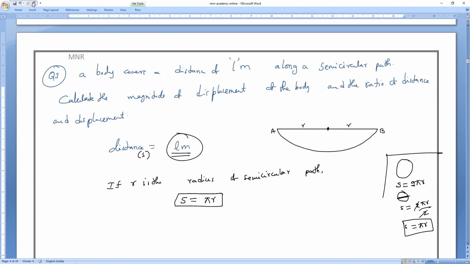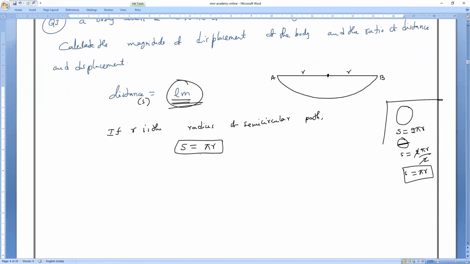Now, we all know from the given question, distance traveled by the body, how many meters? L meters. Means can I say L is equal to pi r? Is it okay, guys? Then from that, R is equal to what? R is equal to L by pi. Is it okay? Will you accept it?